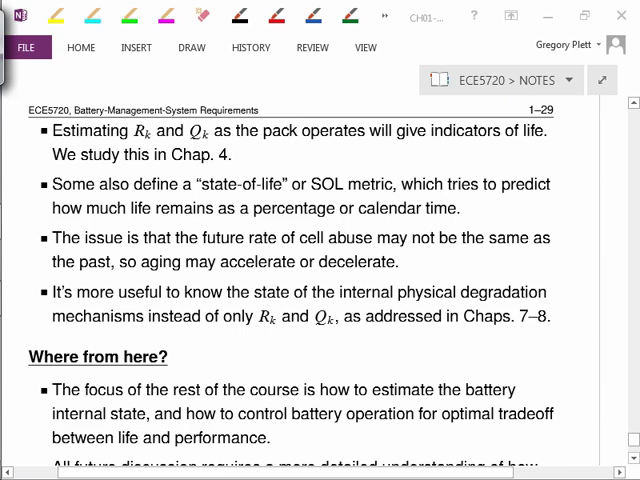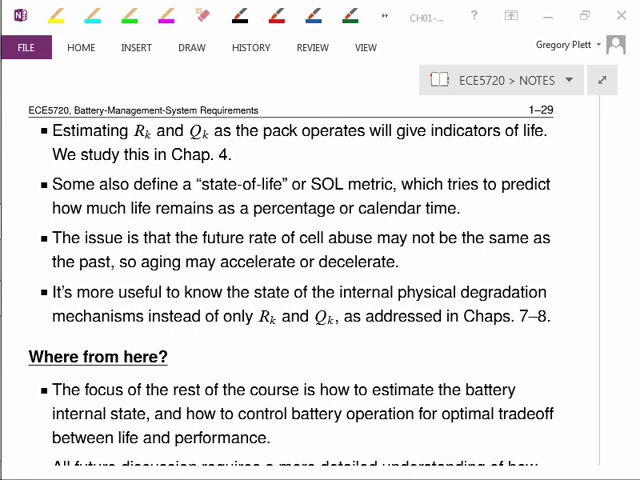If we estimate resistance and capacity as the pack operates, that will give indicators of life, and we study that in Chapter 4. We spend quite a bit of time on that there. People also, for diagnostics, are sometimes interested in state of life. State of health tells me about the present. It tells me what the resistance is right now, what the capacity is right now. I can compare that to the original and say how much capacity was lost or how much resistance was gained, and so forth. But state of life is a different idea which tries to predict how much life remains.